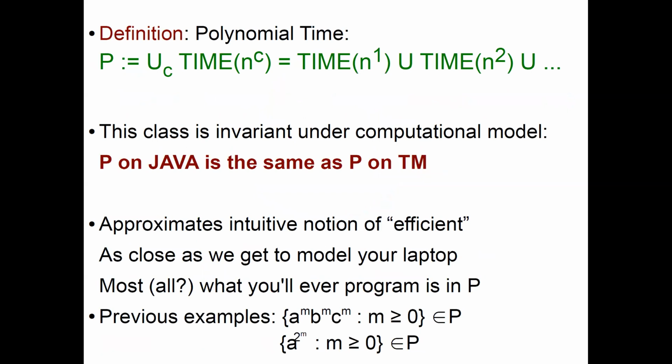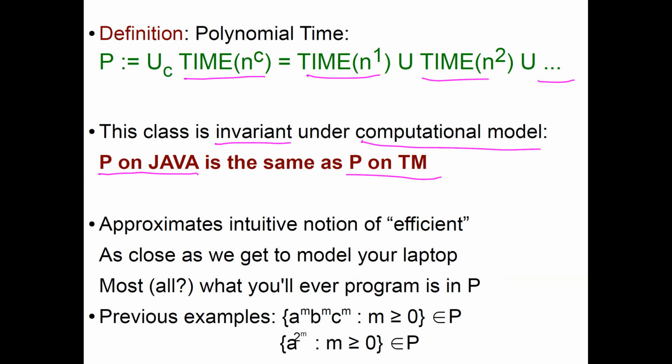Okay, now a key definition is that of P, what's called polynomial time. But you can also call this power time because it corresponds to time bounds which are a power of the input length. So P is the union over c of time n^c. So it's time n, union time n squared, union time n cubed, and so on. And the nice thing about P is that this class is robust, is invariant under computational model. So P on Java is the same as P on TMs.